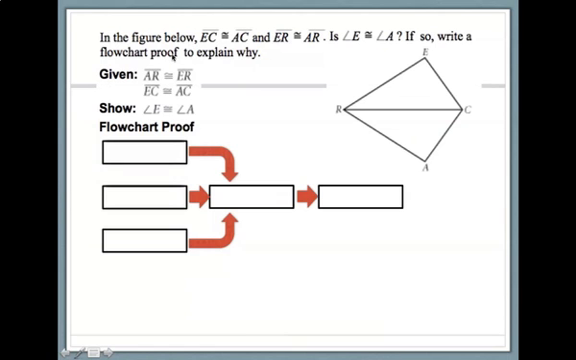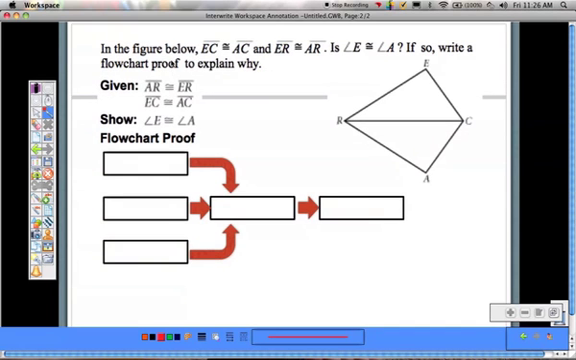First step in a proof, read the problem and mark what's given. So in the figure below, EC is congruent to AC. So find EC, mark that it's congruent to AC. ER is congruent to AR. The question: is angle E congruent to angle A? If so, write a flowchart proof to explain why.